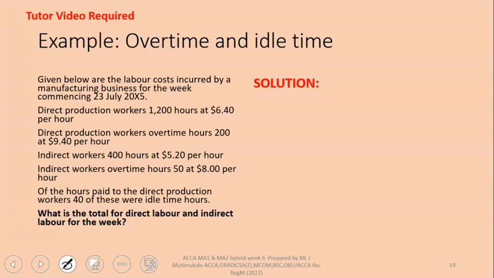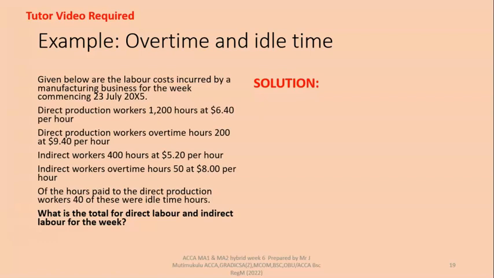Let's do this particular example together. Given below are the labor costs incurred by a manufacturing business for the week commencing 23 July 20x5. Direct production workers, 1,000 hours at $6.40 per hour. Direct production workers overtime hours, 200 hours at $9.40 per hour.